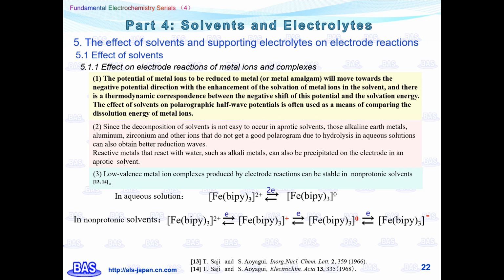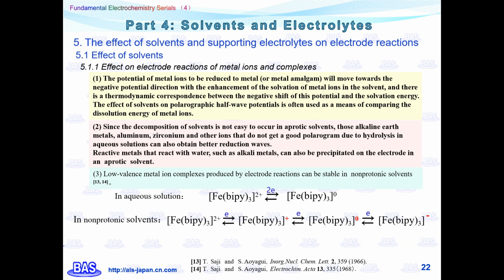The effect of solvents on polarographic half-wave potentials is often used as a means of comparing the solvation energy of metal ions. Since the decomposition caused by the solvent is not easy to occur in a non-protonic solvent, the alkaline earth metal, aluminum, zirconium, and other ions that cannot get a good polarogram due to hydrolysis in aqueous solution can also obtain reduction waves.